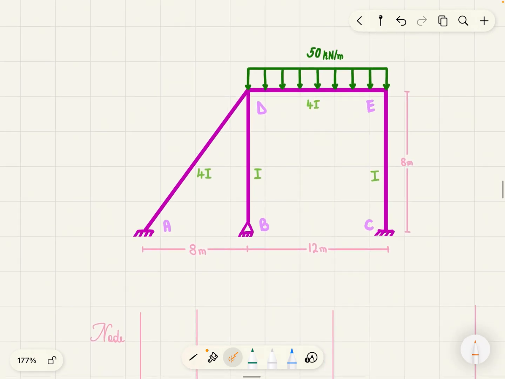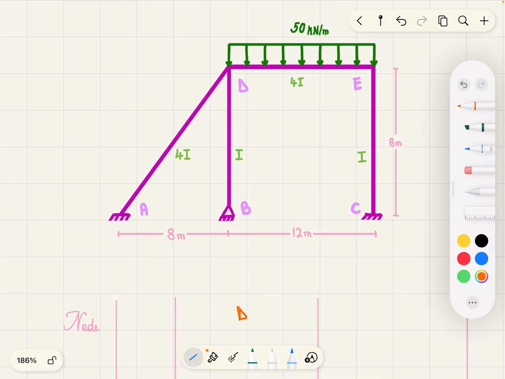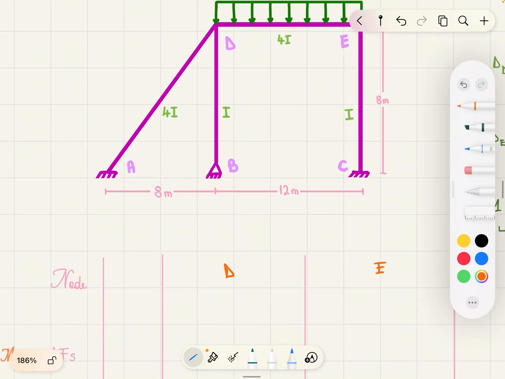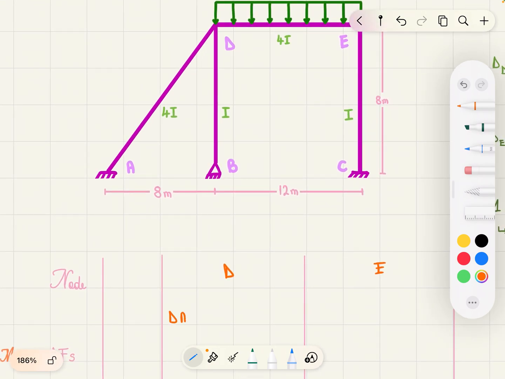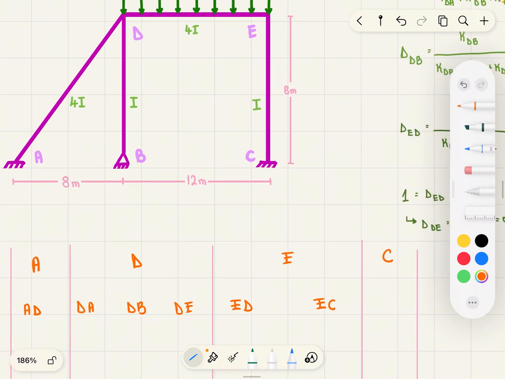Okay, so let's write in the nodes in our table first. We said we have internal nodes D and E, and D is made up of members DA, DB, and DE. And node E is made up of members ED and EC. We also have node A, only made up of member AD. Node C, only made up of member CE.